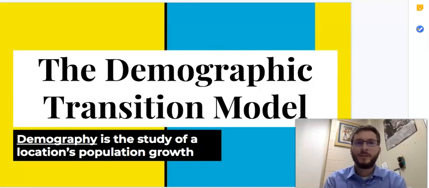Hey everyone, today we're going to talk about something that's a little bit on the tricky and confusing side, but I believe in all of you, so hang in there and we got this. It's called the demographic transition model. All right, a lot of big words there.